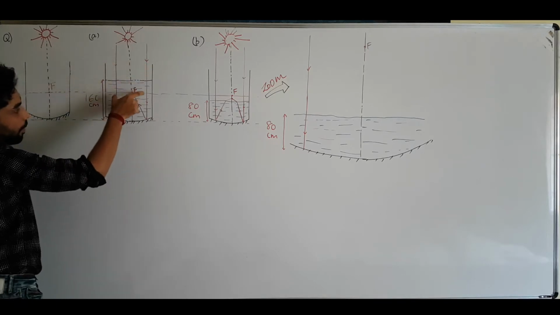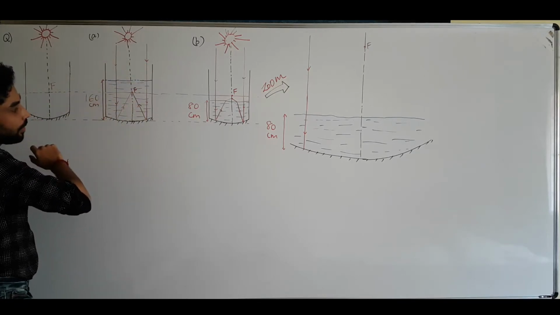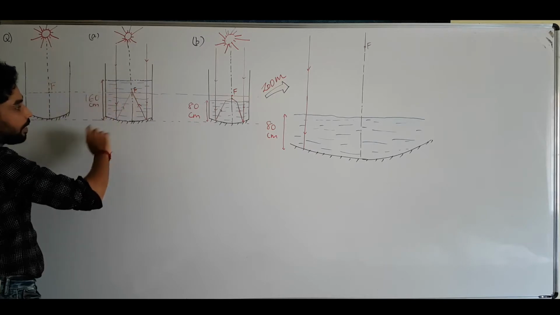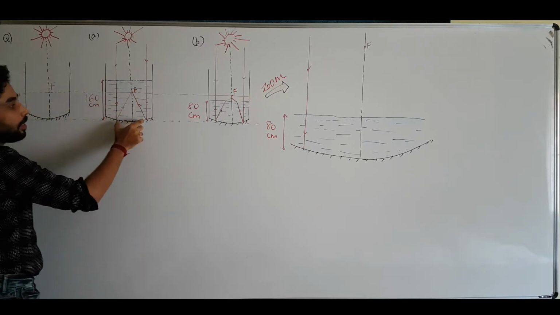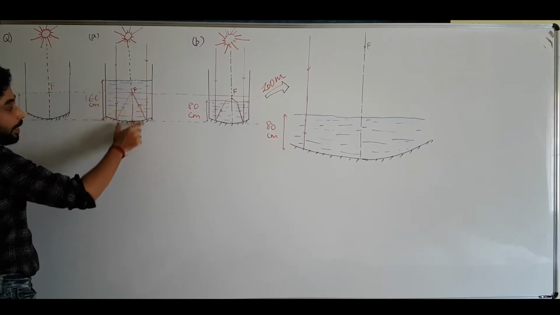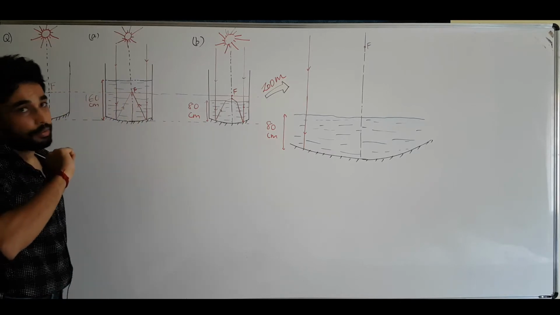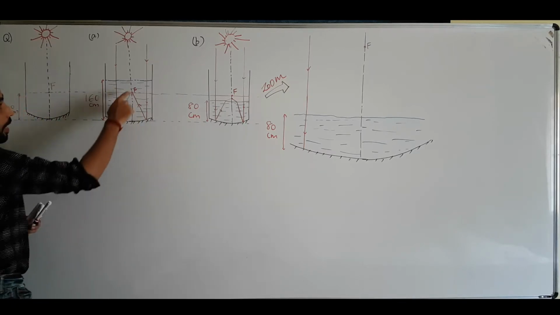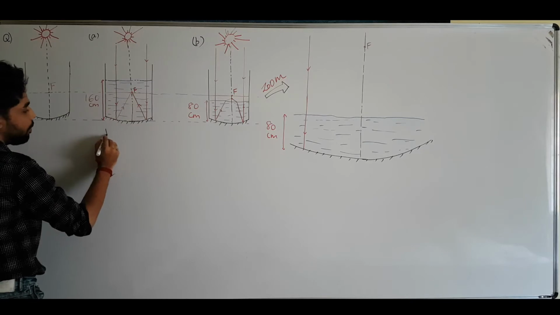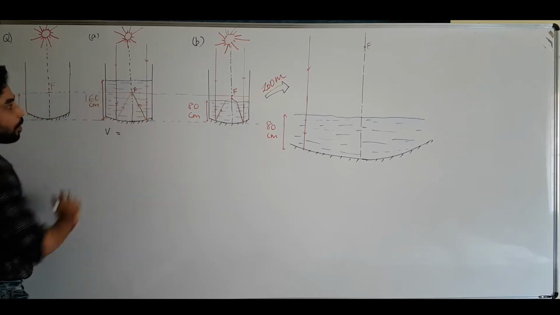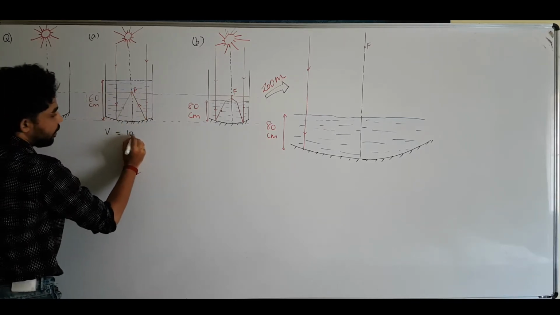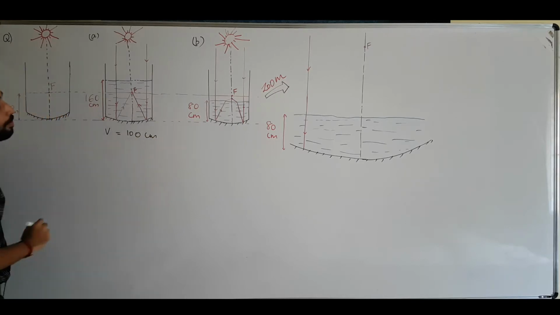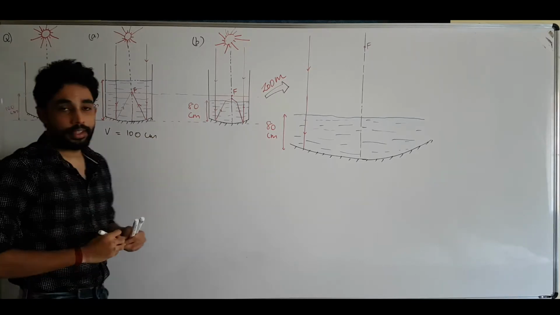So the rays are parallel and it hits the concave mirror, and we know that if parallel rays strike the concave mirror, the rays are meeting at the focus. So we'll get an image at this point at focus. So that means the image distance should be equal to the focal length, which is 100 centimeter for this case. Now let's see the second case.